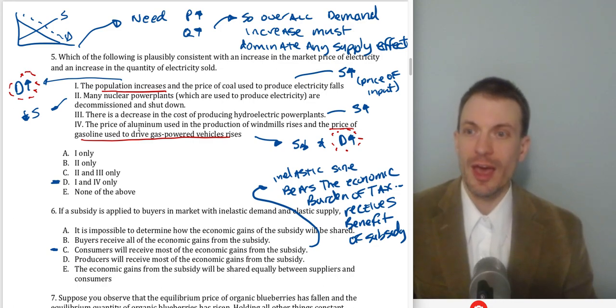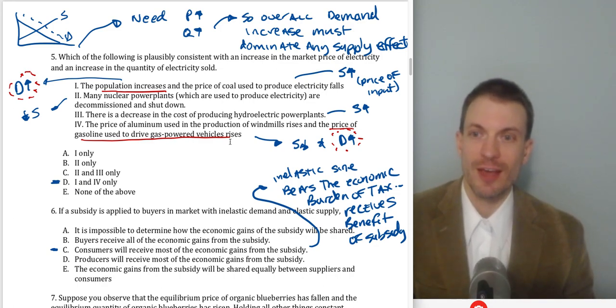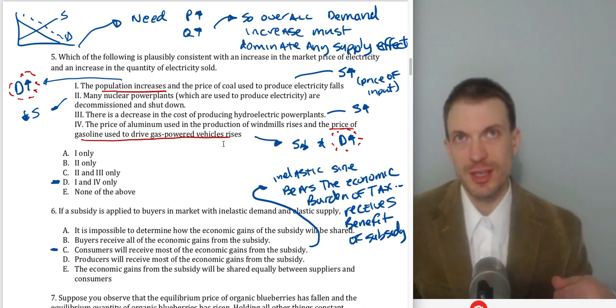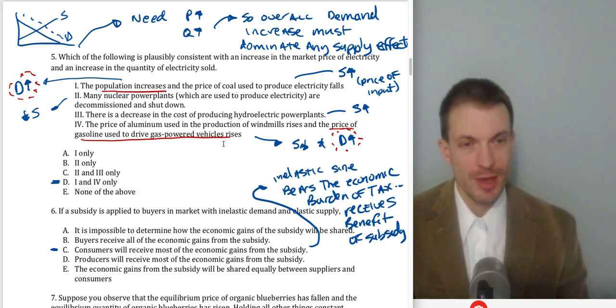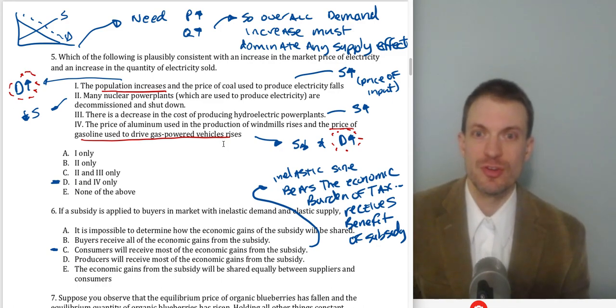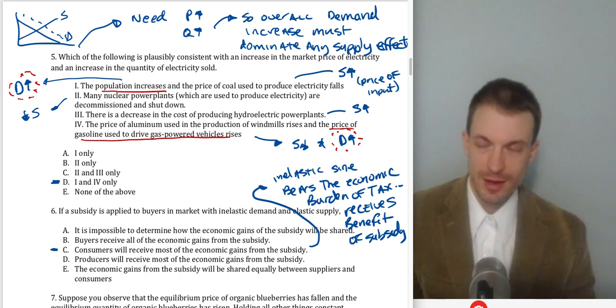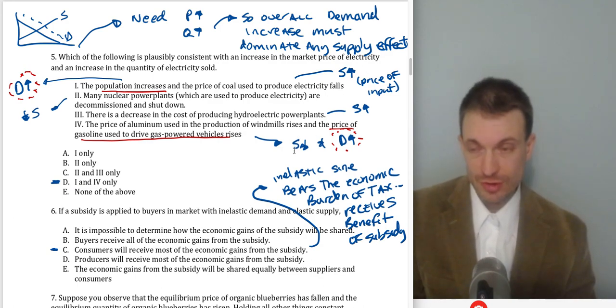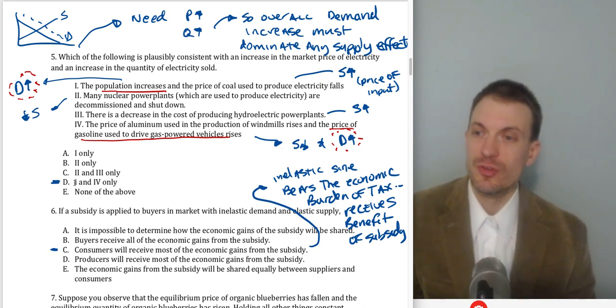The price of gasoline used to drive gas-powered vehicles rises. So people are going to swap away from gasoline. They're going to purchase the complement, like Tesla vehicles that run on electricity. It's going to be an increase in demand for electricity. And so in both 4 and in 1, we have an increase in demand that could plausibly swamp out a change in supply. So the answer here is 1 and 4 only.